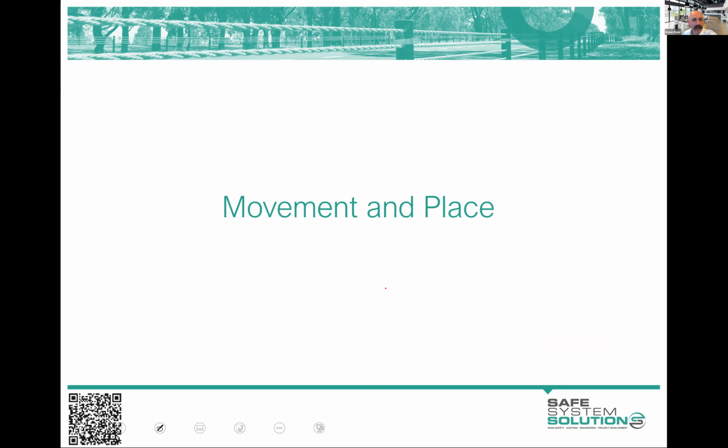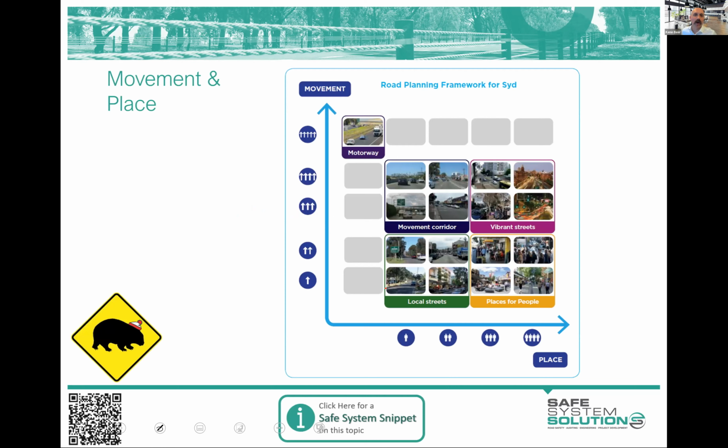So movement and place. Now there'll be some people in this group that are real experts in movement and place, and that's excellent. I'm going to just go at a very, very high, conceptual level on the idea of movement and place as a strategic planning framework. And I'm going to use this old Sydney planning framework diagram. There's lots of different diagrams and ways people are presenting and talking about movement and place and the like. For simplicity, I like this one.